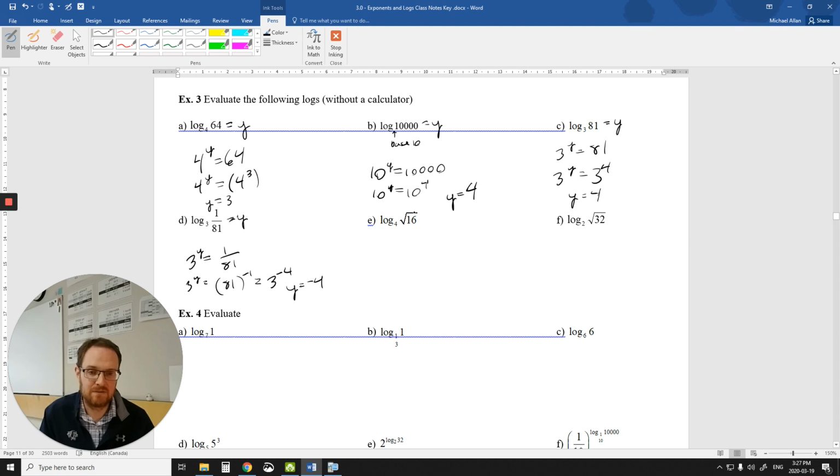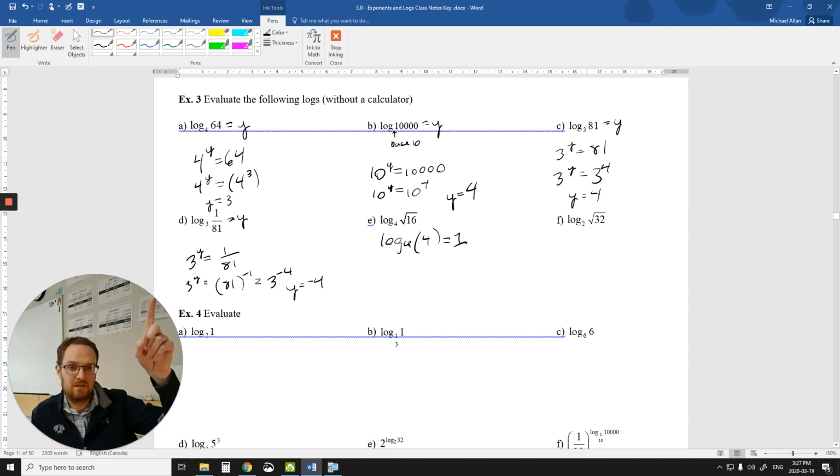Same kind of rule applies with these. Sometimes it's easier if you take the square root of it first. What's the square root of 16? Well, that's 4. And we have a rule up there that says log base c of c is always equal to 1. So what do I have to raise 4 to the power of to get 4? 4 to the power of 1.